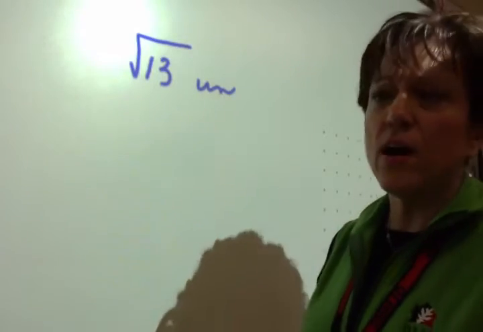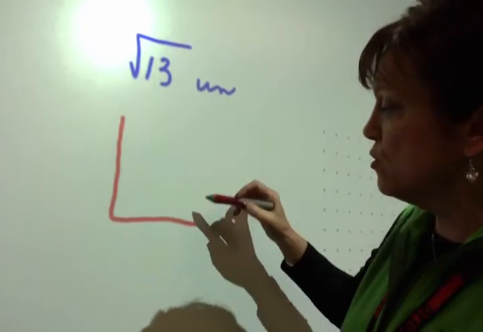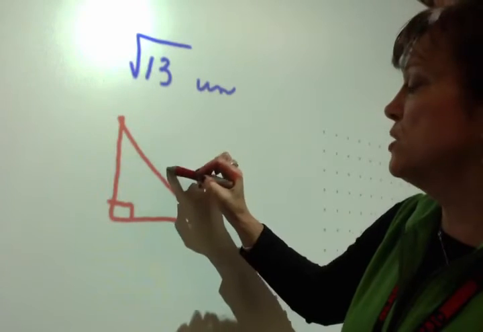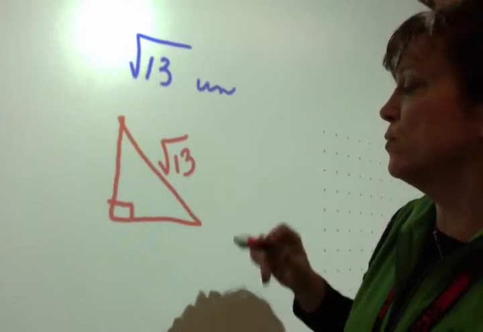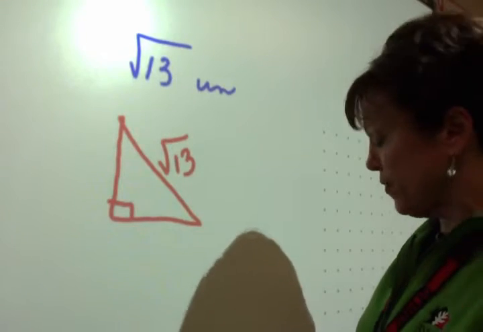So we can think of our right triangles that we've been doing in the Pythagorean theorem. So I'm just going to make a right triangle for us. Let's just say that the length is the square root of 13. What would the legs be? Well, let's think about our Pythagorean theorem.